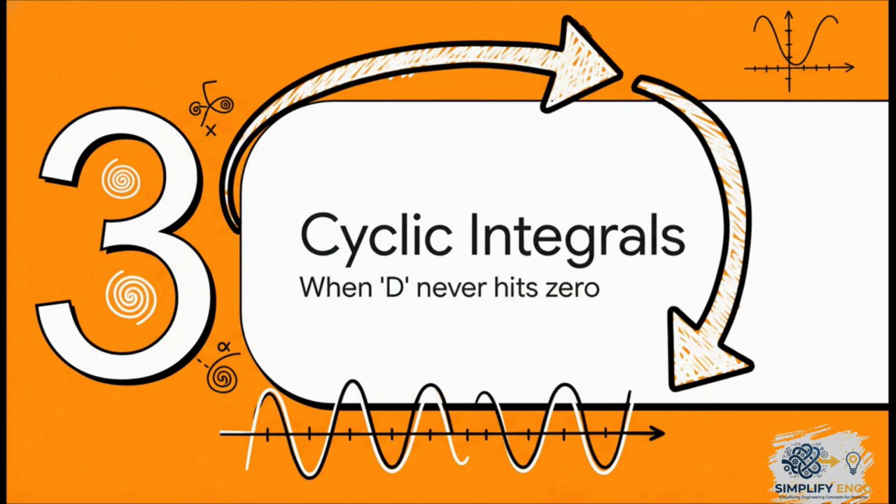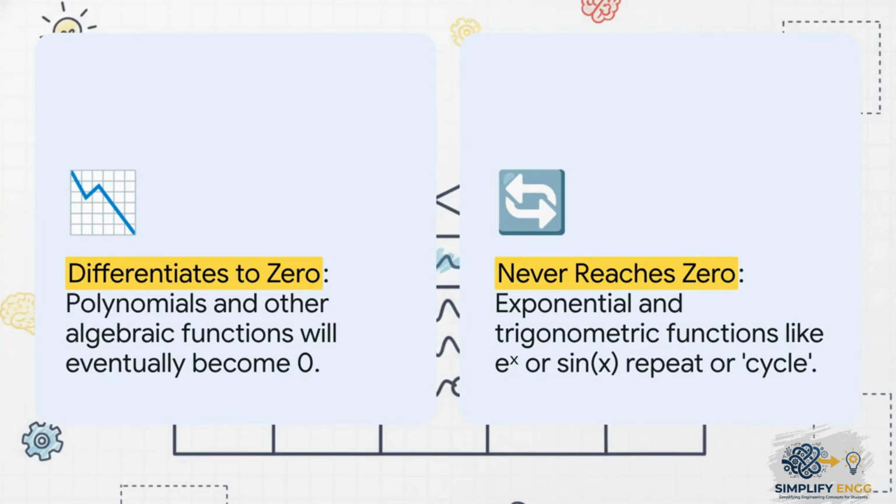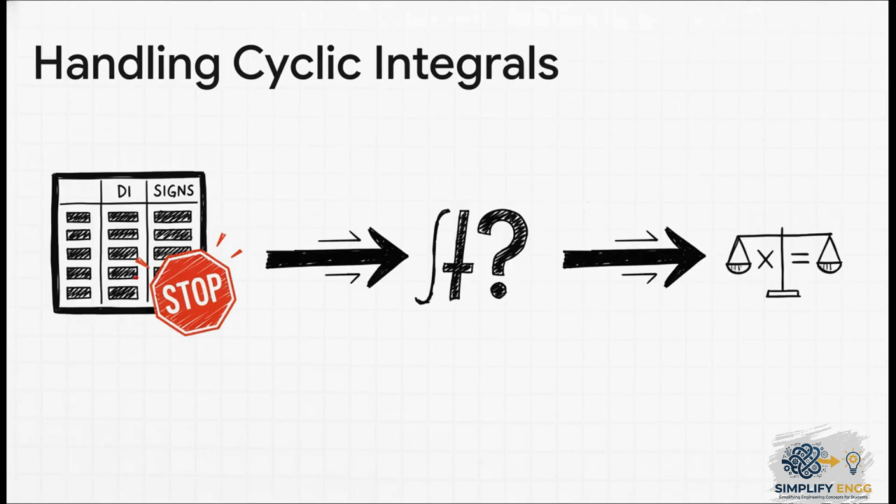Let's check it out. So why is this even a thing? It all comes down to the types of functions we're dealing with. Think about it. Polynomials, like our x squared, are great because you keep taking derivatives and eventually, poof, they vanish and become 0. But other functions like e to the x or sine and cosine, well, they're different. You can differentiate them forever, and they'll just keep cycling through different versions of themselves. They never go away. So what do we do?